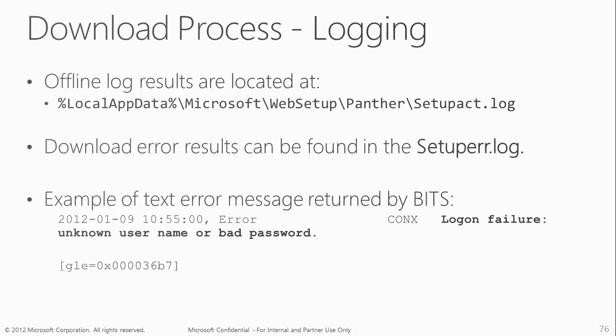So for the download process, all of its logging is going to happen in the setupact.log primarily. The error results again can be found in setuperr.log. An example of the text error returned by BITS that you would see here is "logon failure: unknown username or bad password." You're going to see an error like this if you need to authenticate in order to connect, which is typically what you see with something like a proxy server. The code that follows the error in this example is not the error code returned by BITS, though.